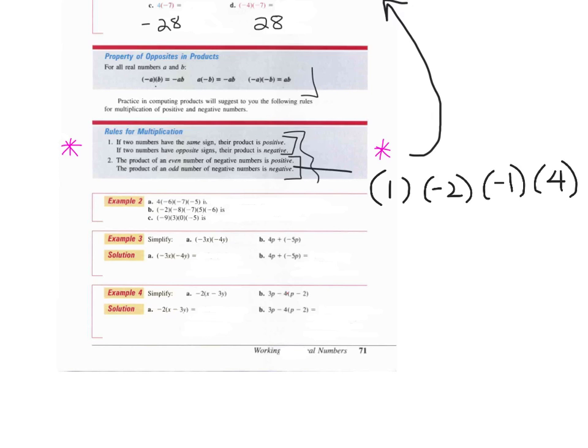So when you count the number of negative signs, if it's an even number, your answer is going to be positive. If you have an odd number of negative signs, then the answer will be negative. So in this case, I've got an even number, so I know my answer will be positive. Now I can just go through and multiply my numbers. So 1 times 2 is 2, times 1 is 2, times 4 is 8. So my answer here would be positive 8.